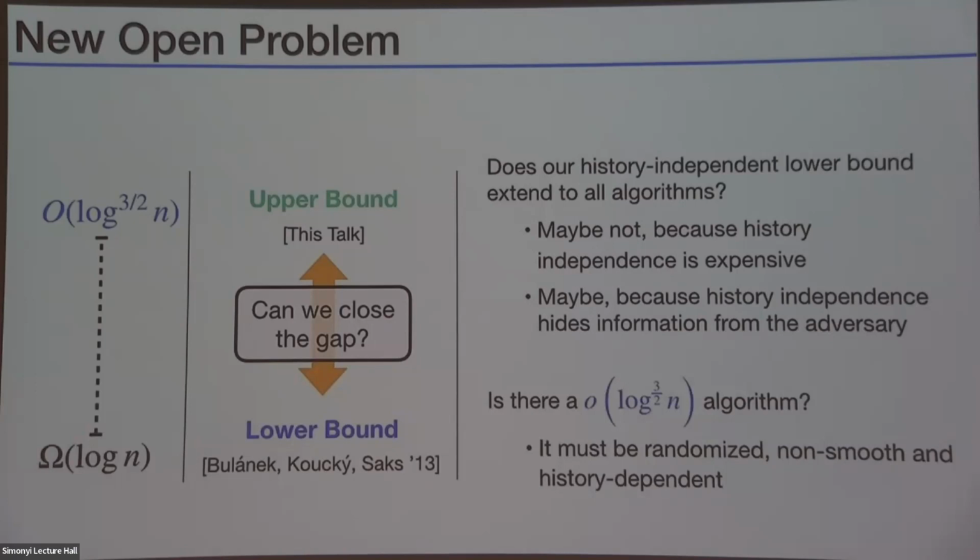We don't know. Maybe history independence is the correct answer because it hides information from the adversary effectively, but maybe it's not, because it seems kind of expensive to maintain. So this is the main question. And there's also a question which is not up here, which is that this is only amortized, and it would be good to get it for the worst case as well.